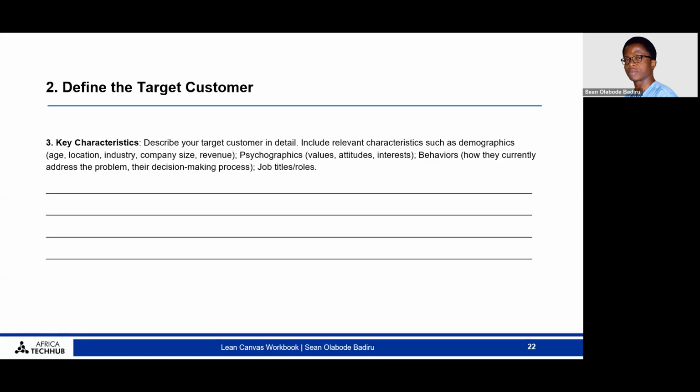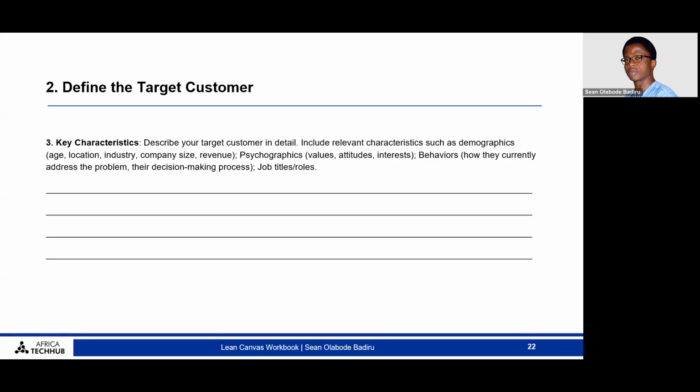We've addressed some of them. That's the existing alternatives they are using to address this problem. Their decision-making process, their roles. Are they decision makers in their organizations? Are they officers? Are they mid managers? Are they senior managers? Are they executives? Are they in the C-suites? Are they board members? This will give you an idea of the kind of authority they have in the company.